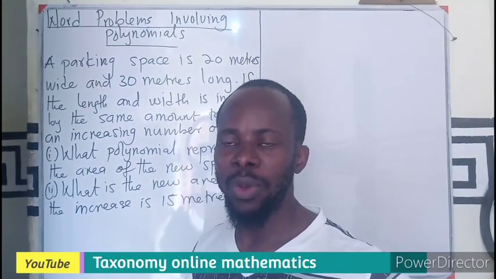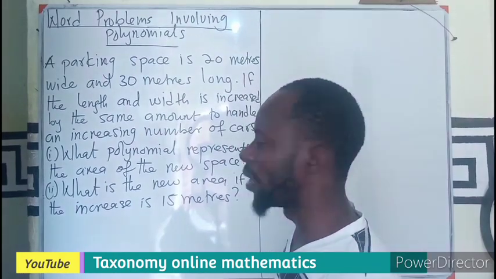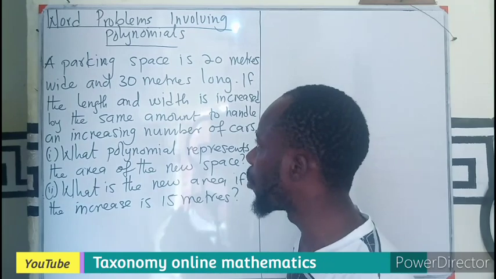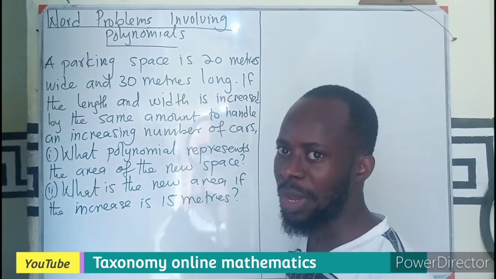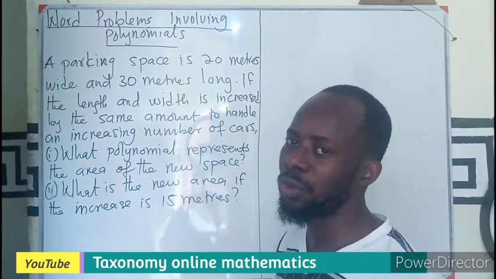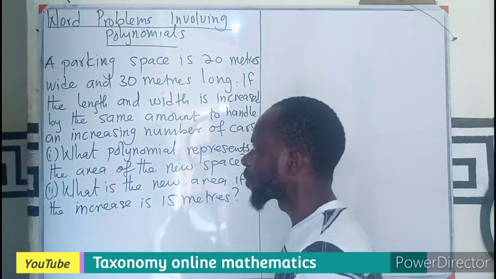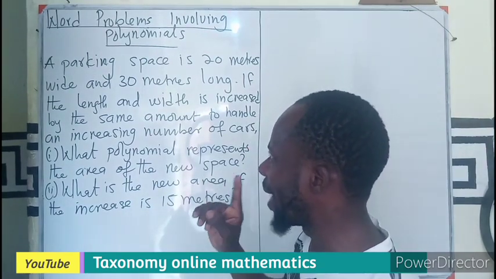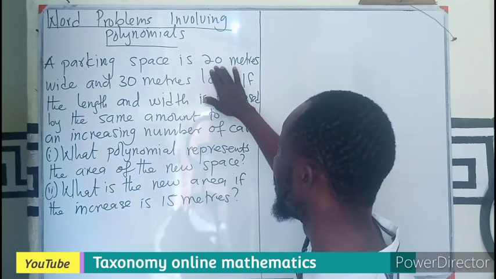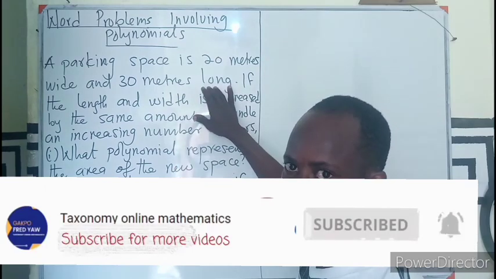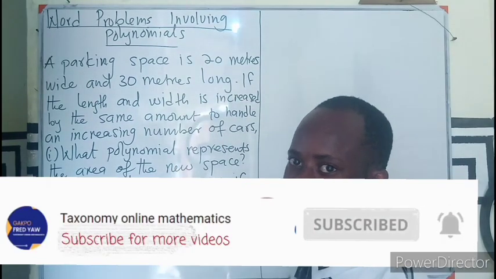In this tutorial, we want to continue with our polynomials, but under this, we want to treat word problems under polynomials. So we know polynomials are just made up of variables, sum of variables in powers, and a constant. So now we have: a parking space is 20 meters wide and 30 meters long. So it means that the parking space is in the form of what?